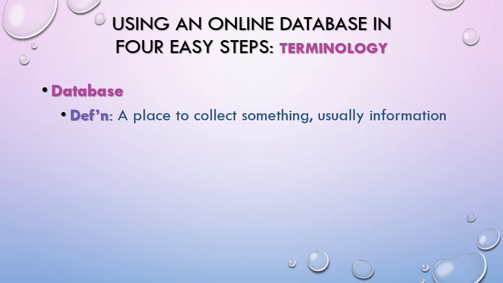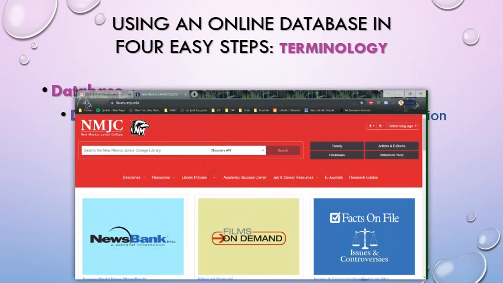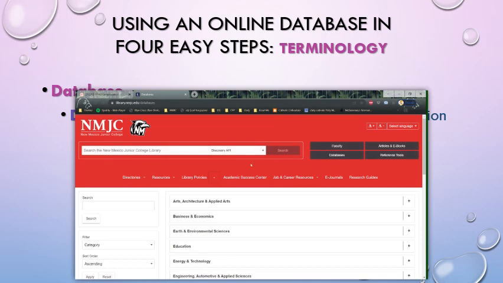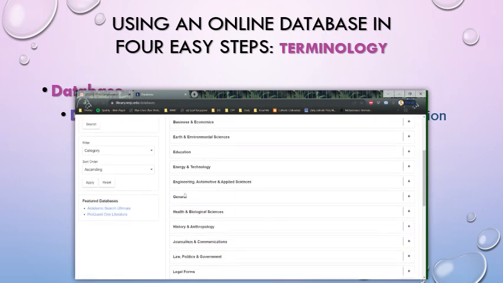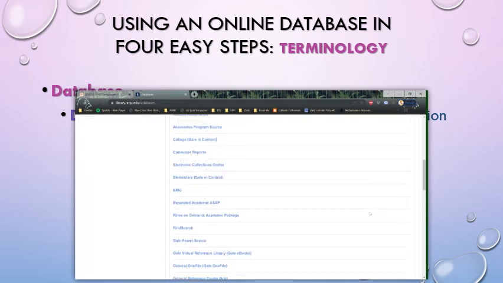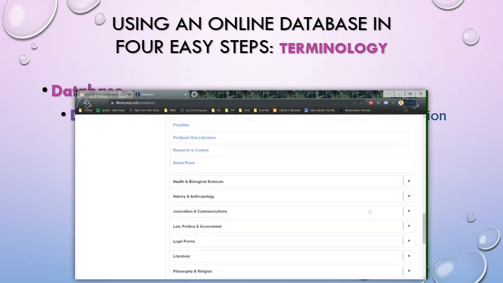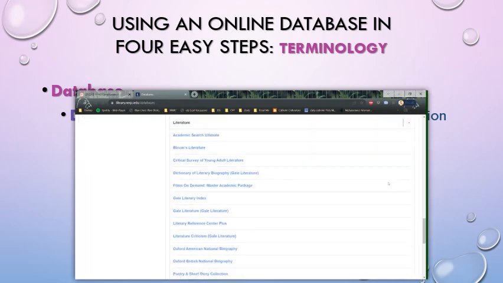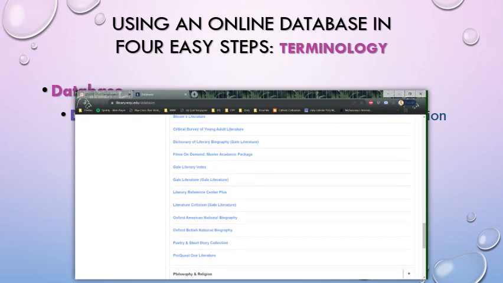A database is a place to collect something, usually information. That's why we call them online databases, because that's telling you where the place is. It is an online place to collect information. In order to find the databases on our site, this is what you do. There are a whole lot of databases. There are general databases that are good for a whole lot of stuff. And for English classes, there are even literature databases that are specific to English classes. So those are databases.